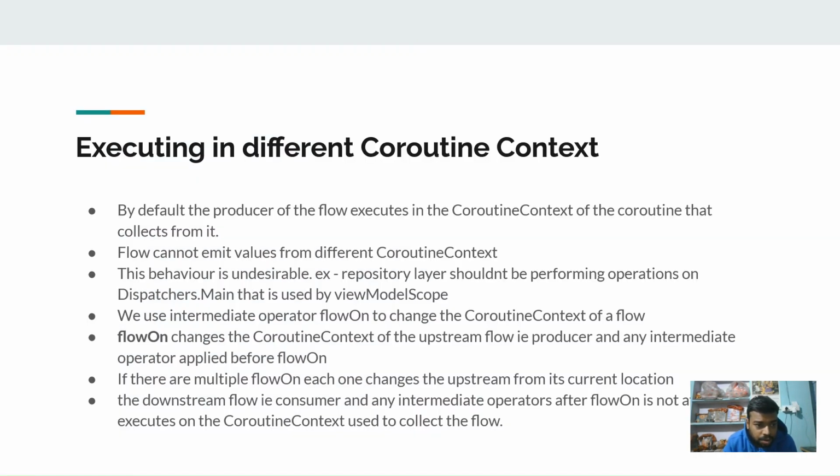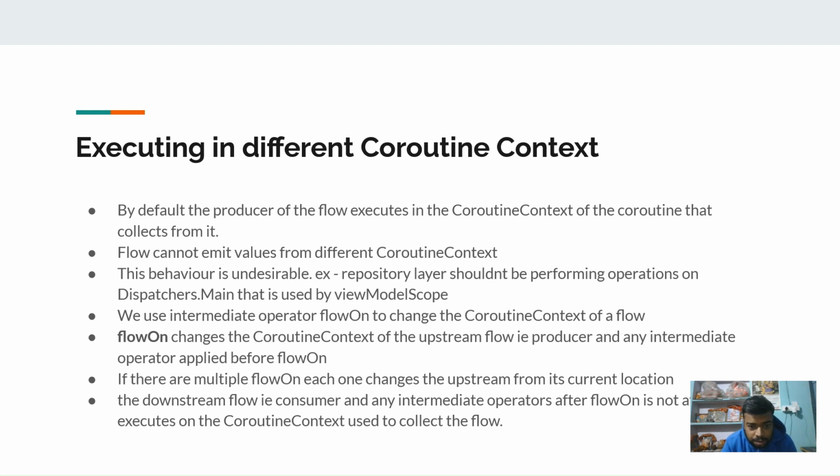Now let's look at the coroutine context. So the producer executes on the coroutine context of the coroutine that collects it. Flow cannot emit values from a different coroutine context. Due to this constraint, the repository layer performs flow operations on Dispatchers.Main used by the view model scope, which is not desirable. flowOn is the intermediate operator used to change the coroutine context of a flow.